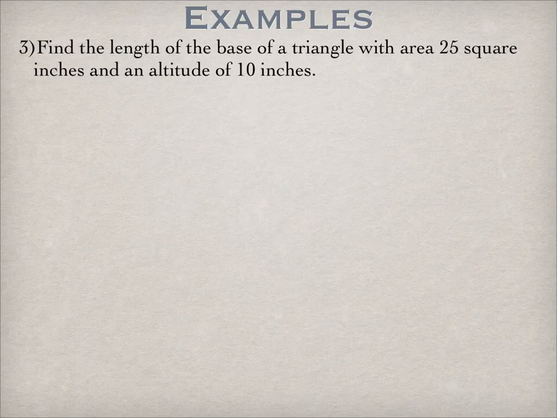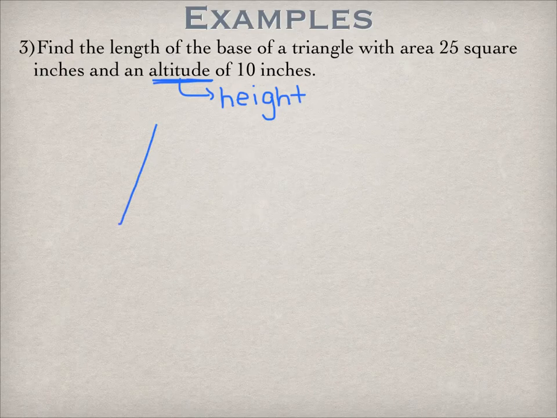Find the length of the base of a triangle with area 25 square inches and altitude of 10 inches. By the way, altitude is another word for height. You're going to want to know that. So I don't know what my triangle is supposed to look like, so I'm just going to draw any old triangle I want to.